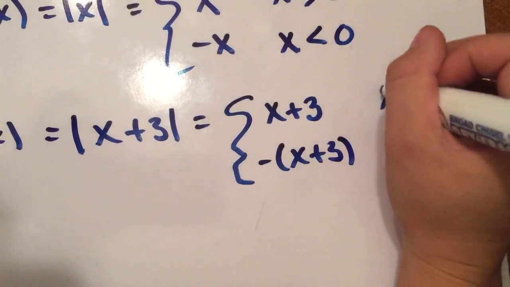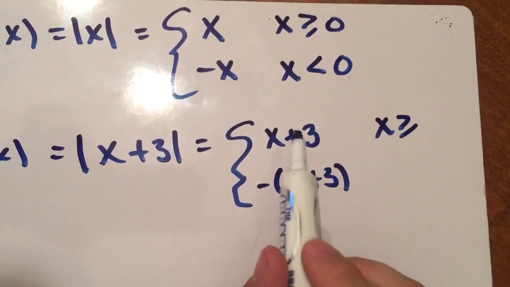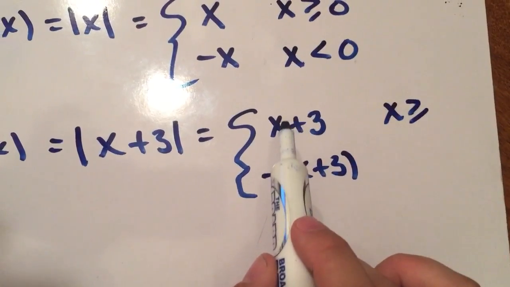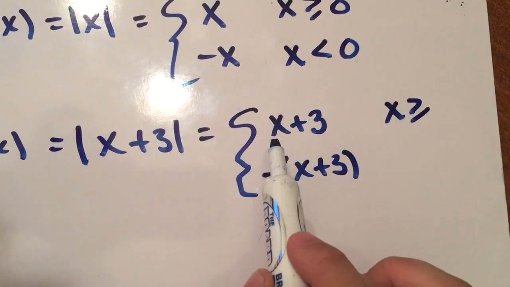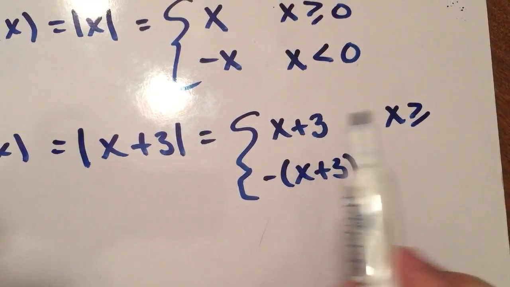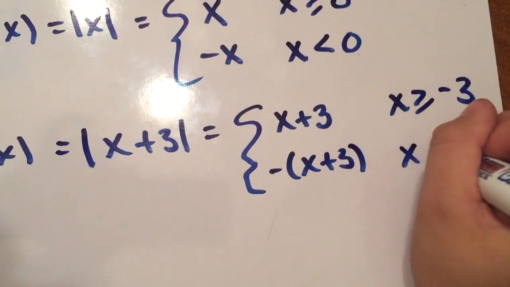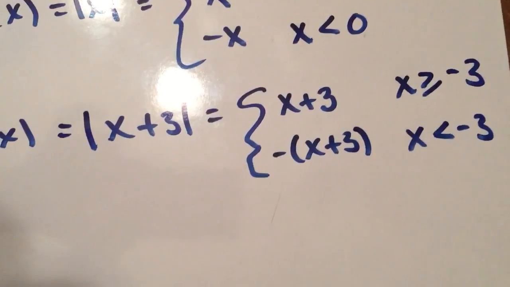and again I want when x is greater than or equal to, and in this case I want when this is equal to 0. So I'm going to look at what x value makes x plus 3 equal 0. In this case it's going to be negative 3. And then I take whatever's left over. So x is less than negative 3.